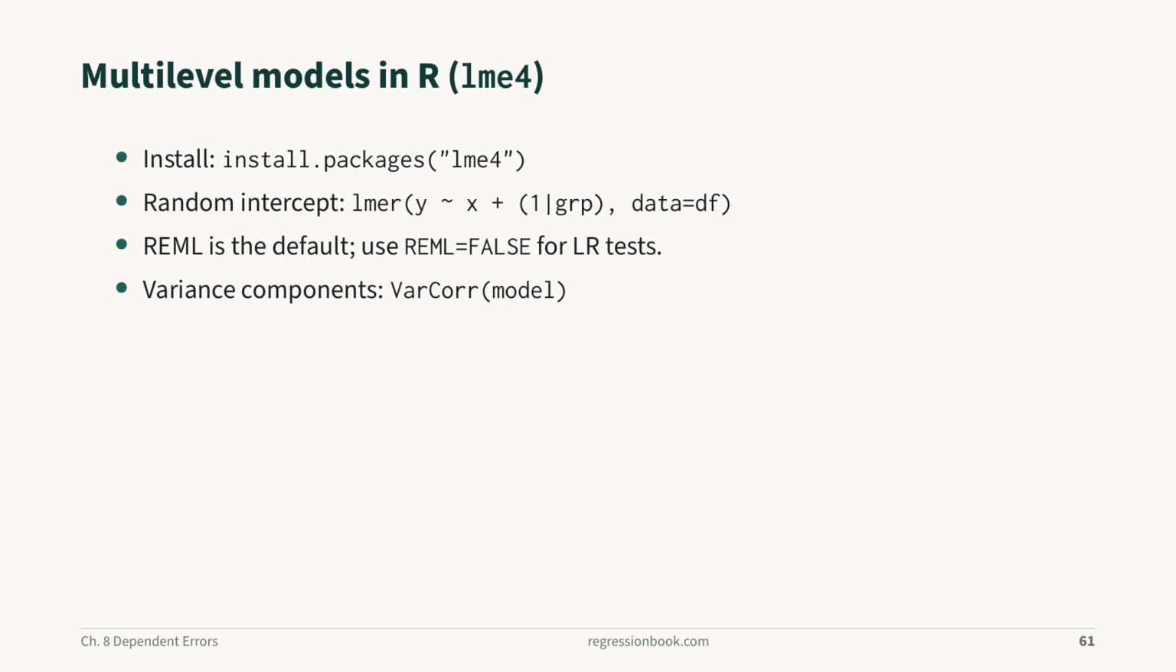A reference card for the R mixed model package, how to install it, the random intercept formula with its group syntax in parentheses, the restricted maximum likelihood default and when to switch it off for likelihood ratio tests, and the extractor for variance components. Keep this page for the day a variance decomposition is genuinely the research question.